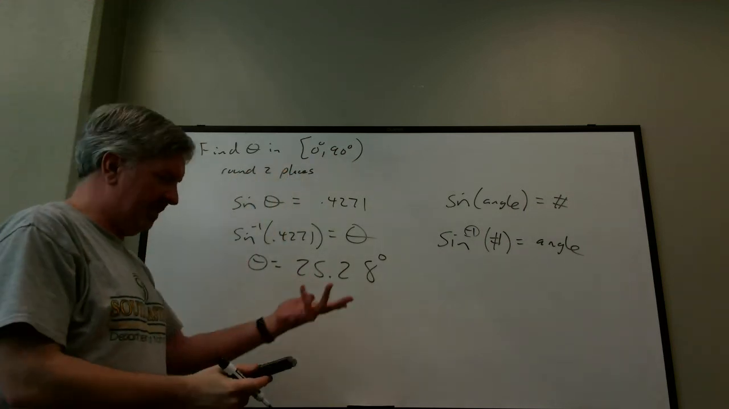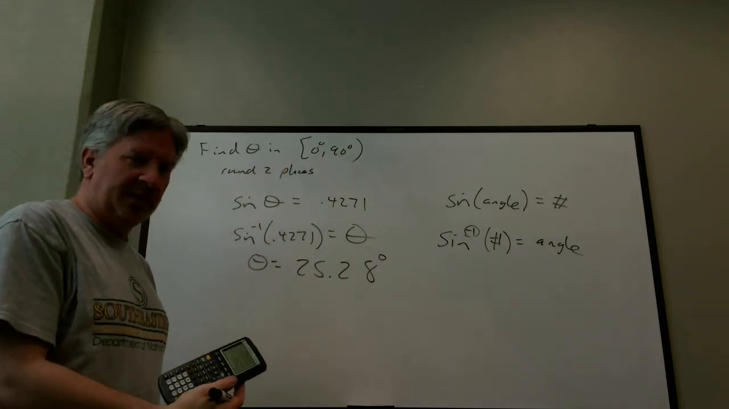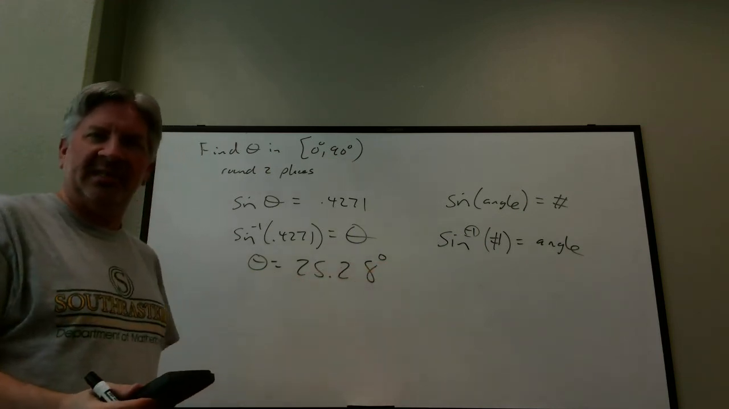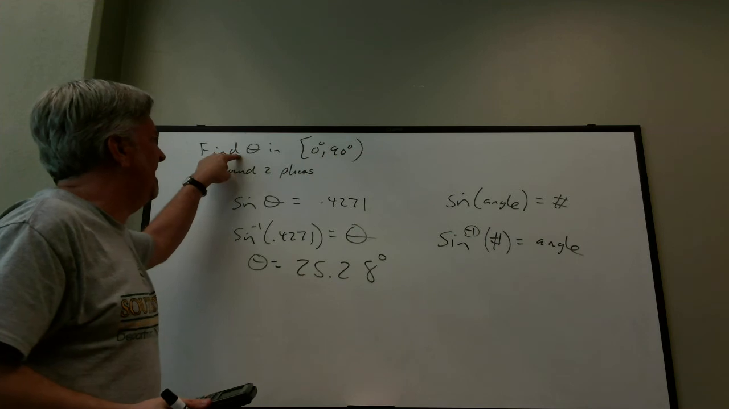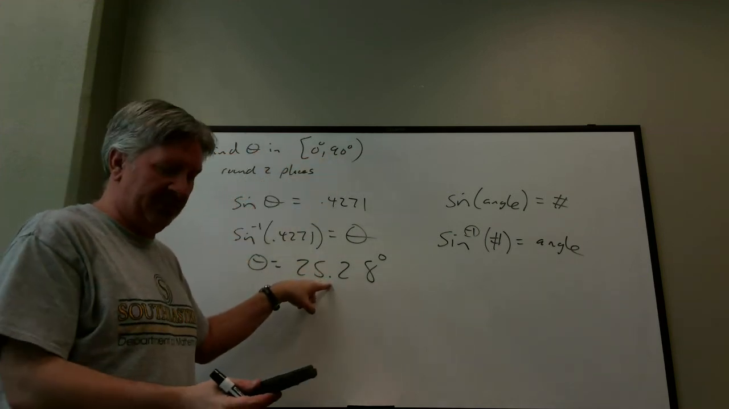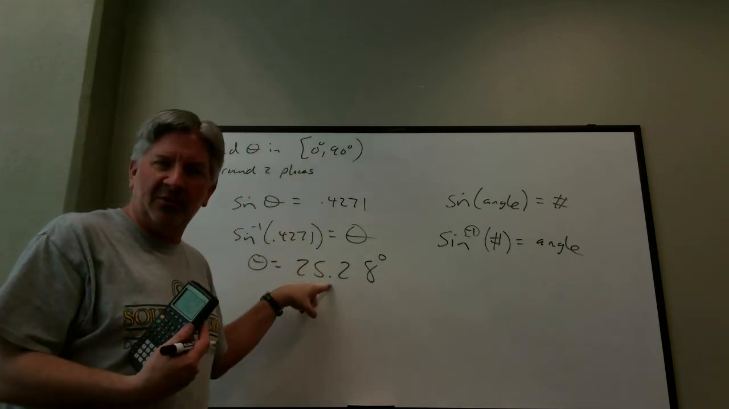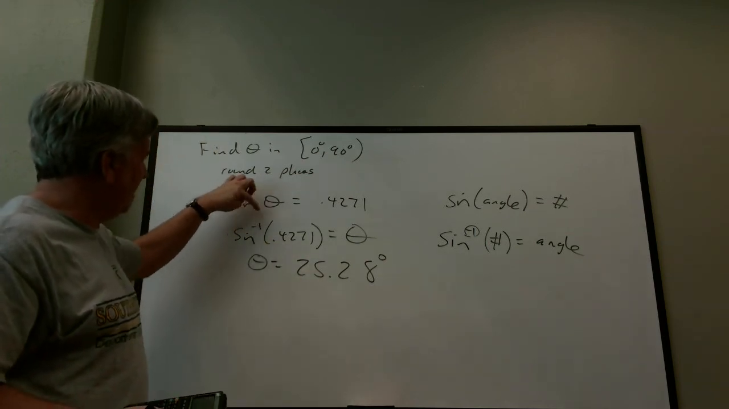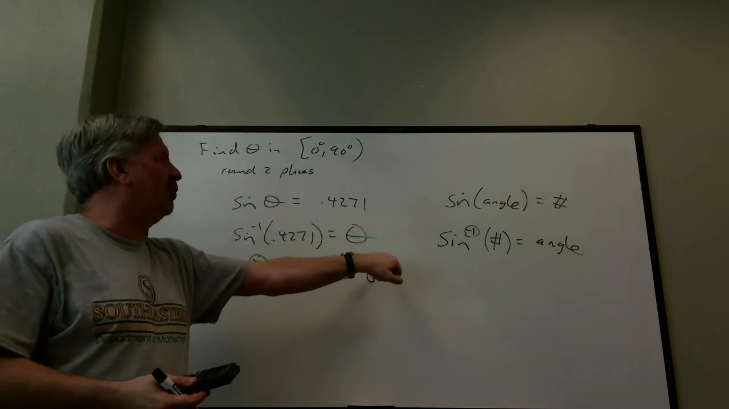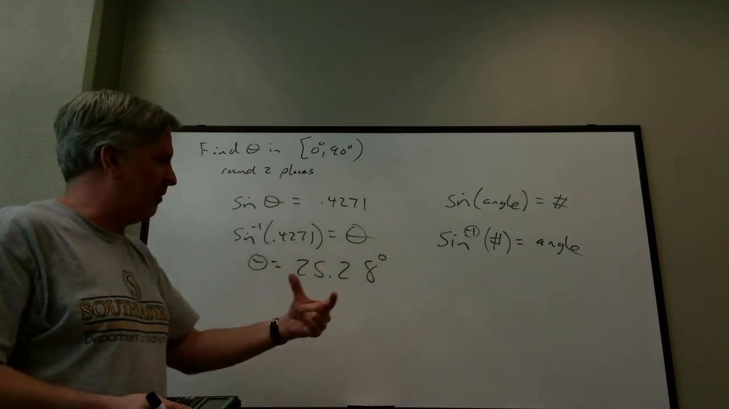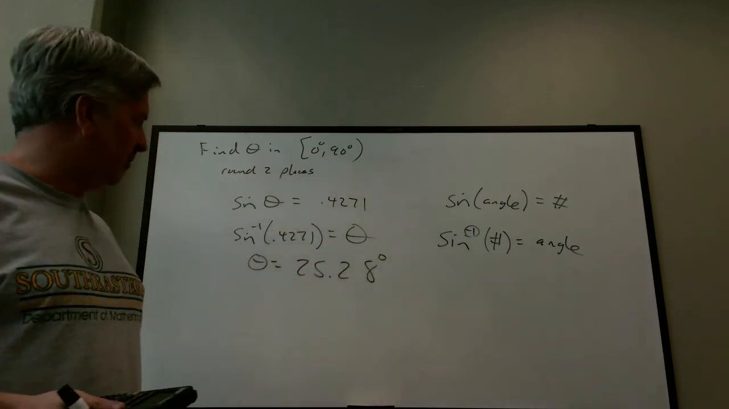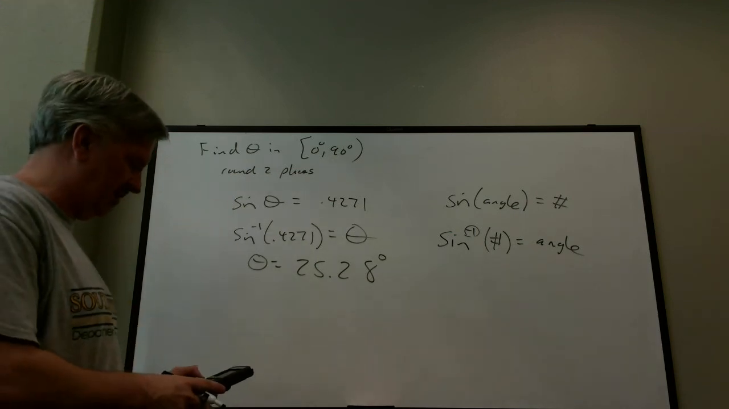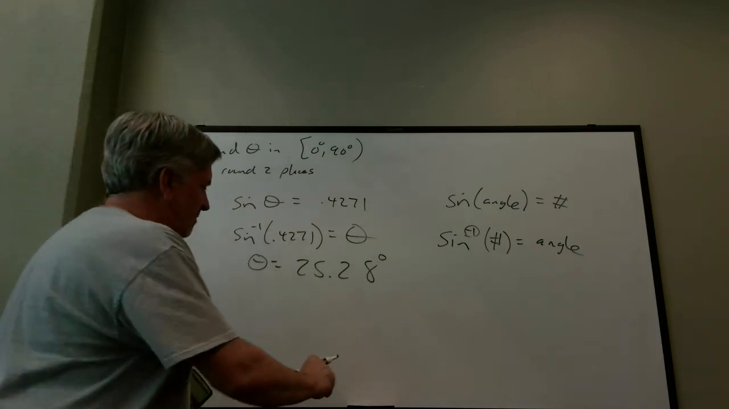Now how do I know this is degrees? The calculator gave me 25.283659114. It didn't put a degree sign. Just because the problem said give your answer in degrees, how do I know this is degrees? Because my calculator is set in degree mode. If you're in degree mode and you take sine inverse of a number, it's going to give you the angle in degrees. If you're in another mode, it'll give you the answer in the other unit. So be careful, make sure you check your mode. Leave your calculator in degree mode for now. So that's the first one.